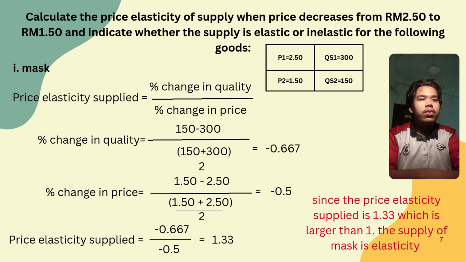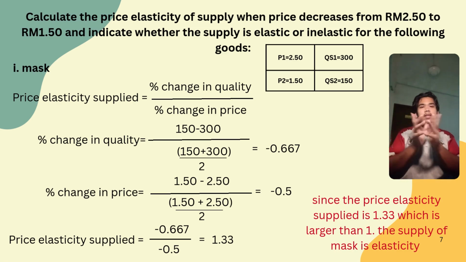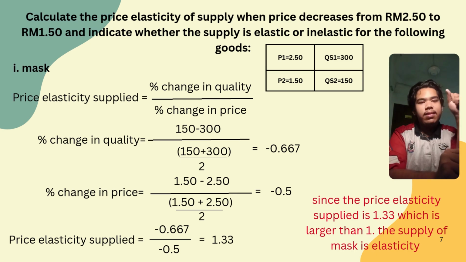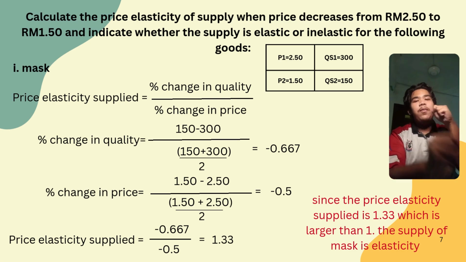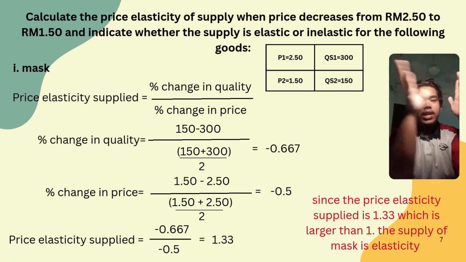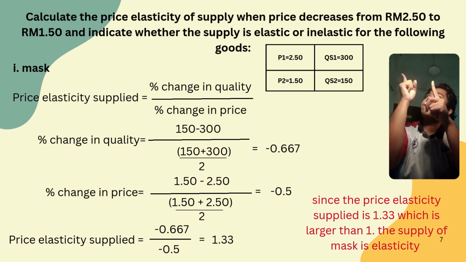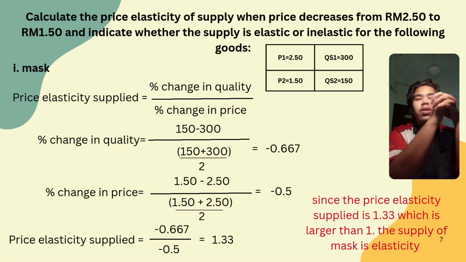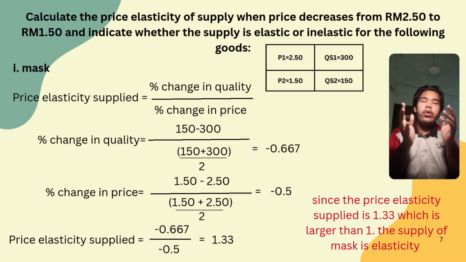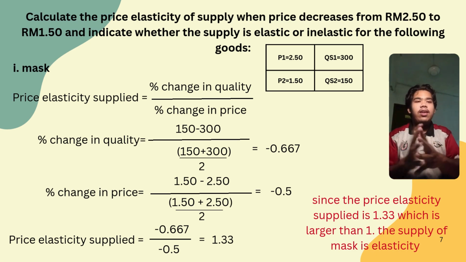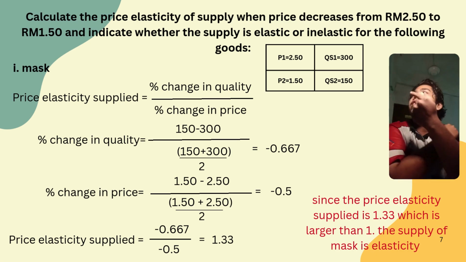As you see in the slide, price elasticity of supply equals percentage change in quantity over percentage change in price. As you can see the calculation right there. You already saw the formula from the beginning, so I couldn't explain more since you already know. So I think that's it.